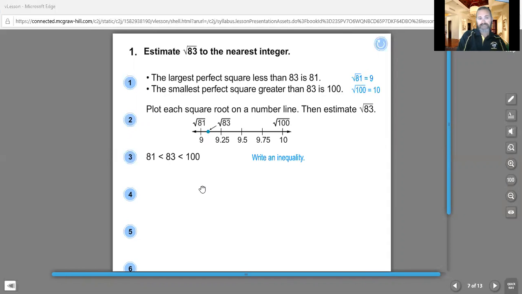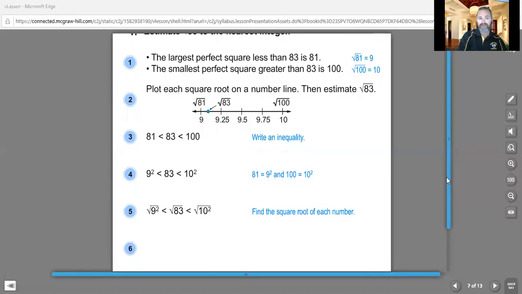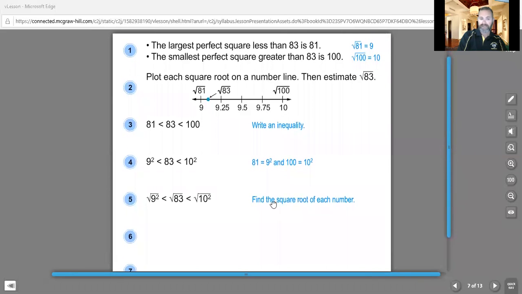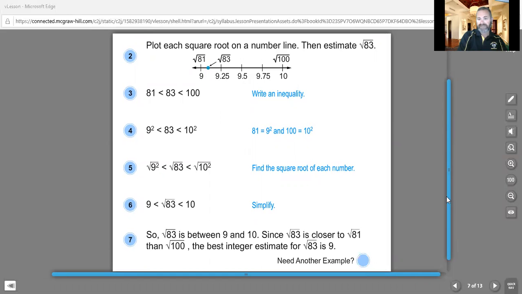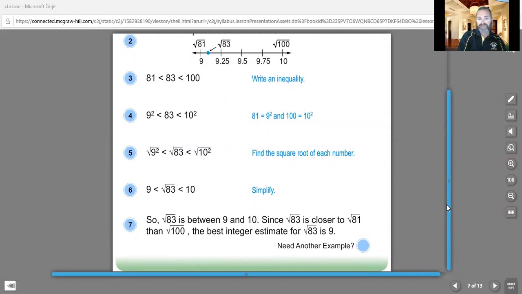So next, since 83 is greater than 81 but less than 100, that means that 83 is greater than 9 squared but less than 10 squared, which means the square root of 83 is between 9 and 10. We know it's closer to 9. So since it's closer to 9, the best integer estimate for the square root of 83 is 9.